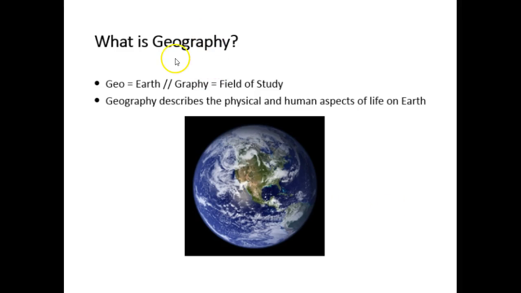Okay, so let's start with what is geography. If you broke down the word geography into two parts, the first part would indicate Earth, the second part would indicate field of study. So when you put these two portions together, what you wind up with is the word geography, which means the field of study of Earth. Okay, and so geography describes both the physical and human aspects of life on Earth. We are going to be starting with physical and then transitioning to human as the 9 weeks moves along.